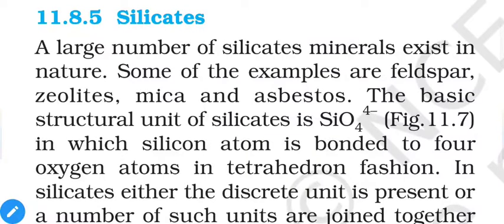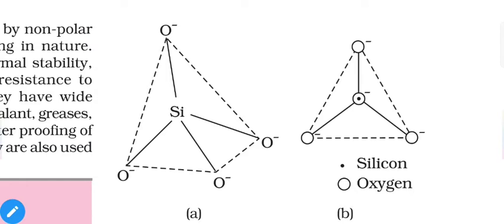The next compound is silicate. We have various different forms of silicate as mentioned. Some of the examples are feldspar, zeolite, mica and asbestos. But the basic structural unit of silicates is SiO4 4-. It is a tetrahedral compound with 4 different oxygens in the -1 oxidation state. So here is the basic structure. At the center of this tetrahedron we have silicon and 4 different oxygens are present at the corners of the tetrahedron.